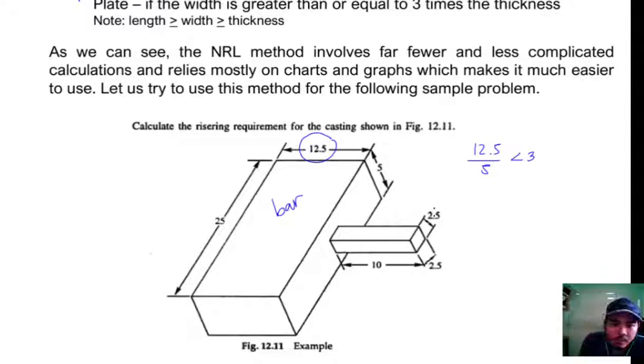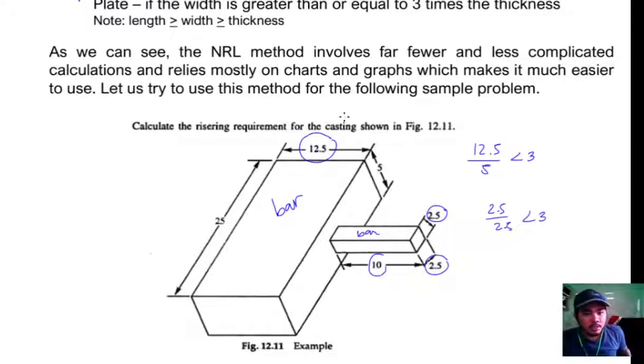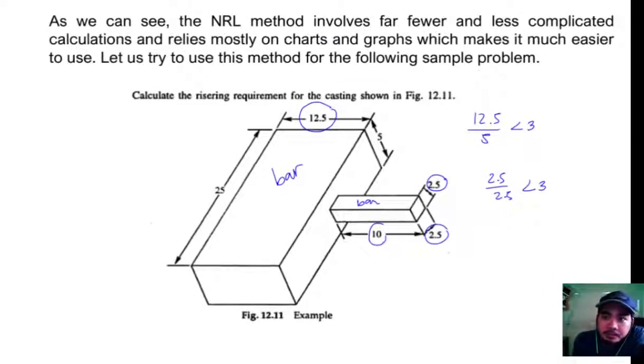Tapos ito, the width natin, this is the length. Therefore, ito yung width, which is just equal to the thickness, no? So, it's 2.5 over 2.5, which is definitely less than 3. Then this is also a bar. So, for this particular example, we have a bar feeding a bar. Okay?